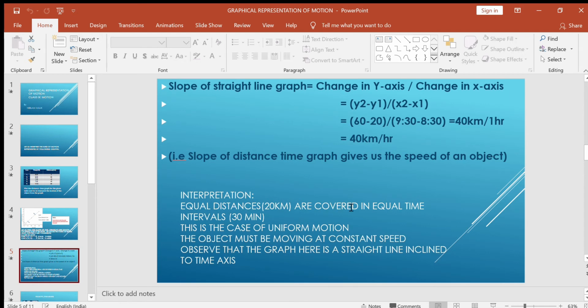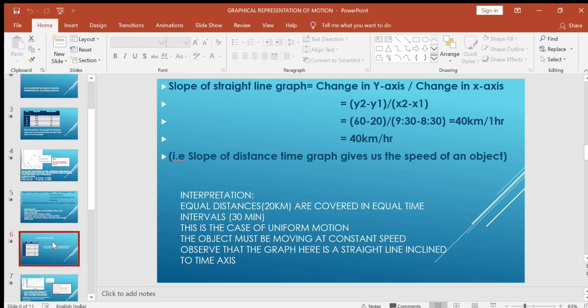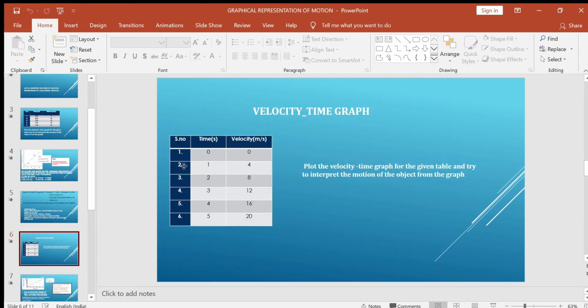Fine. Equal distances are covered in equal time. So object is moving at a constant speed, and from the slope we found the speed of the object. Now this is a VT graph. Here also if you see, the time intervals are equal and the velocity intervals are also equal. So equal velocity in equal time. So let's plot the VT graph for this data.